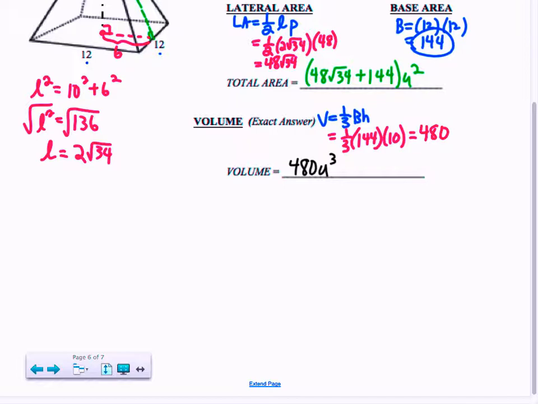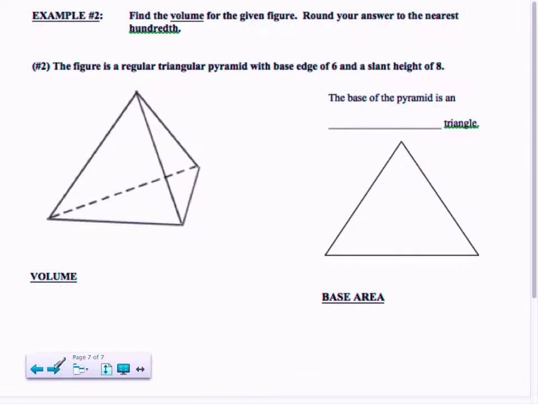Let's try one more. Find the volume for the given figure. Round your answer to the nearest hundredth. Notice here it says round your answer to the nearest hundredth, so no radicals left in my answers this time. The figure is a regular triangular pyramid.